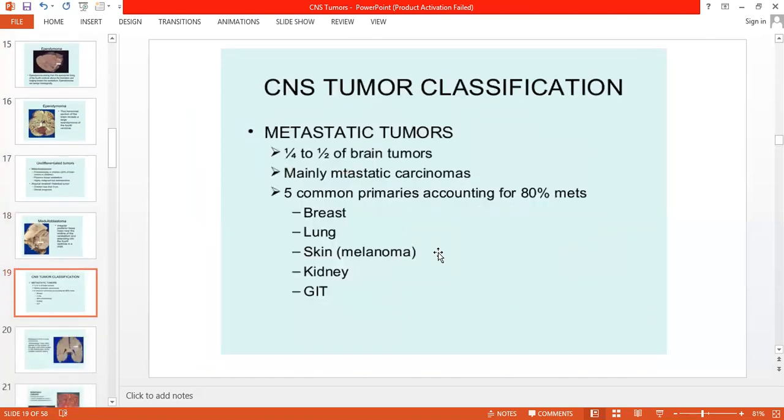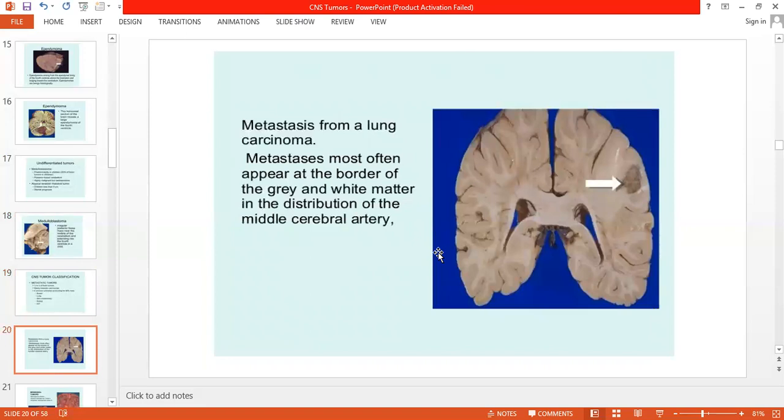CNS tumor classification, the metastatic ones, which constitute almost half of the CNS tumors, half to one-fourth are metastatic tumors. The most common sites from where metastasis to the CNS occurs are the breast, the lung, the skin, the kidney, and GIT. Metastatic appearance.